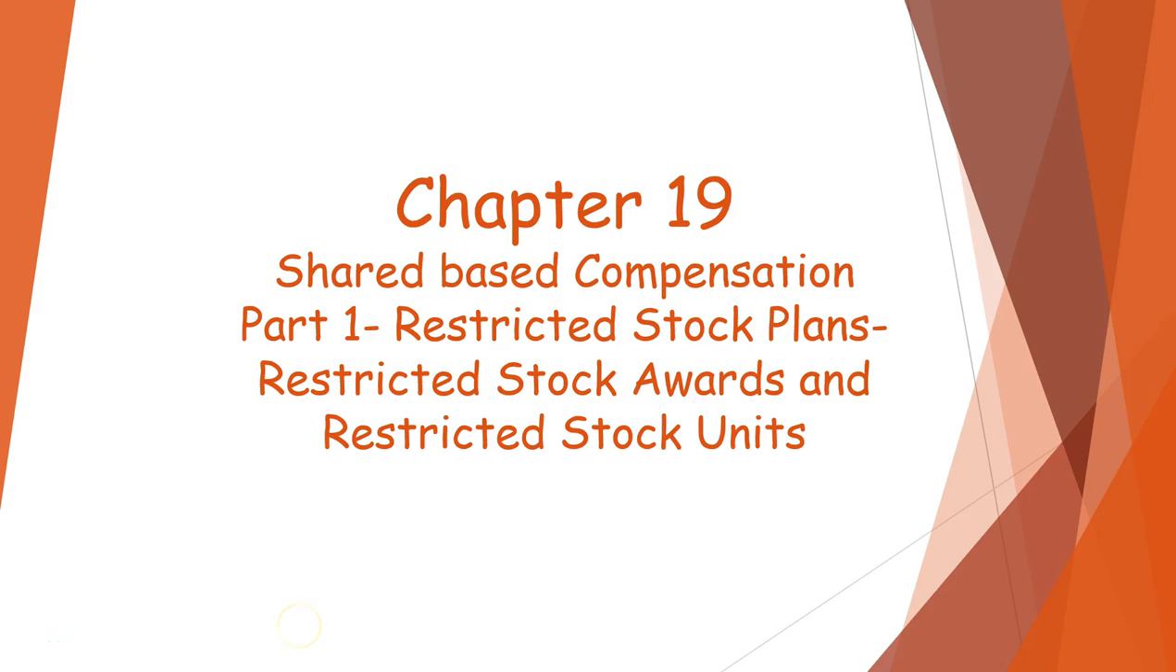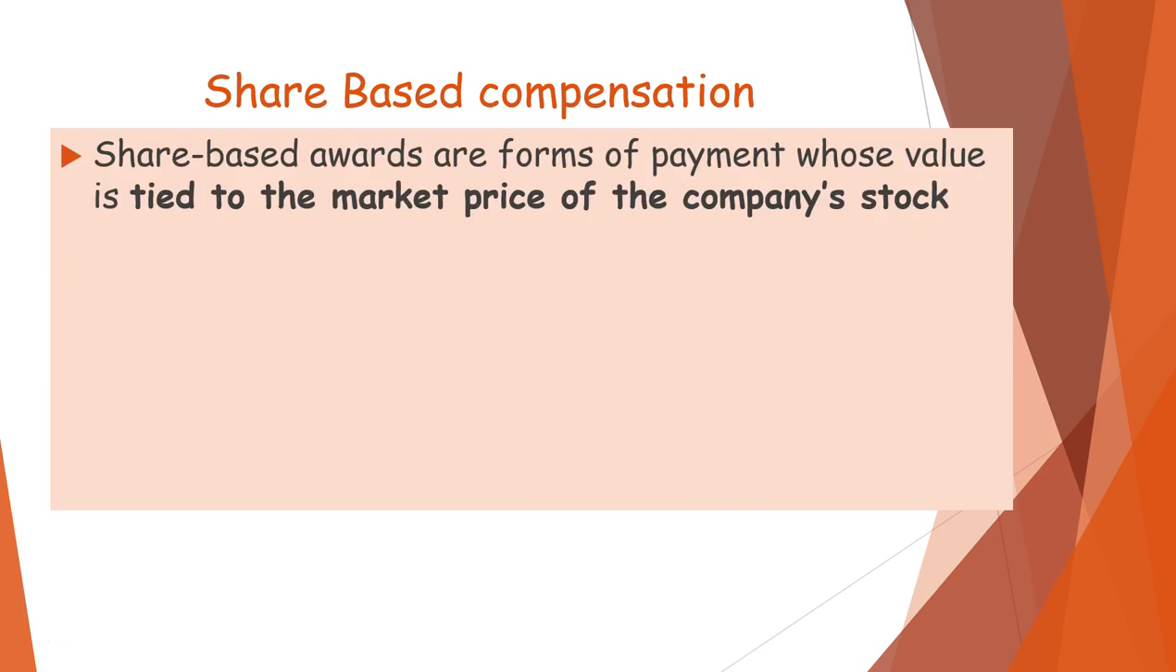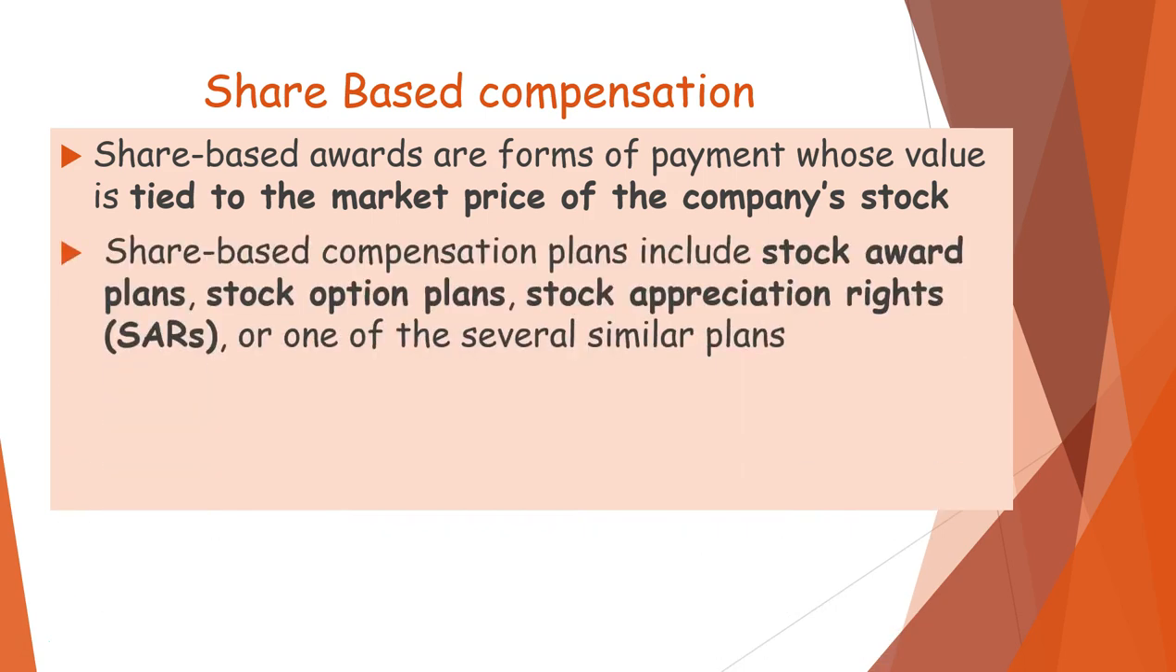Chapter 19. This is Part 1, and we're going to look at restricted stock plans, restricted stock awards, and restricted stock units. Now, share-based compensation are forms of payment whose value is tied to the market price of the company's stock. Share-based compensation plans include stock award plans, stock option plans, and stock appreciation rights, or SARs, which are one of several similar plans.